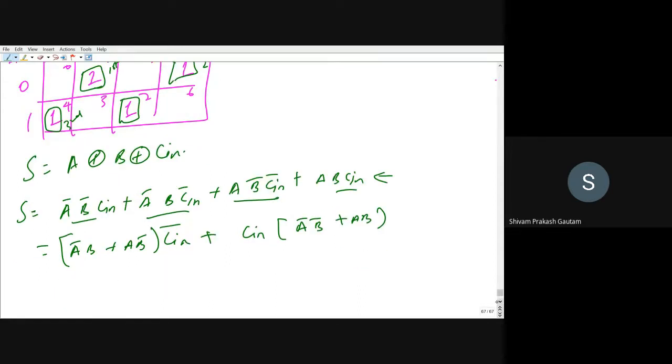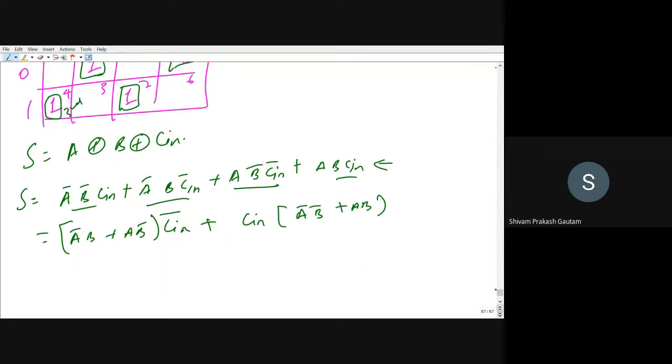Okay. So A bar B plus AB bar will be A XOR B, C in bar plus C in. This is XNOR. There are two things, XOR and XNOR. So the XNOR symbol is this, the XOR symbol is this. Both of the gates we have already seen, that is A bar B bar plus AB. This is XNOR. And when you complement this XNOR, you will get XOR. Complement of XNOR, you will get XOR.